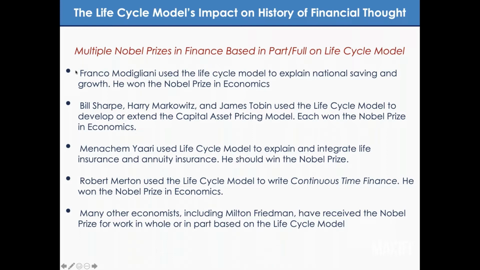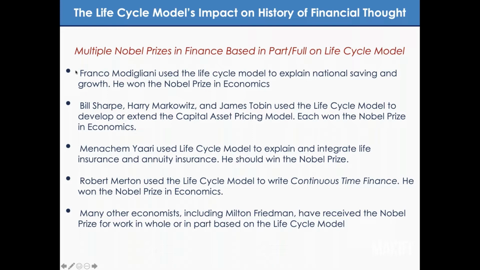And we have these major names in finance: Bill Sharpe, Harry Markowitz, Jim Tobin. They all worked directly on the capital asset pricing model. Each of them won the Nobel Prize in economics. They all used this utility maximization framework I'm going to tell you about. There's a very famous economist in Israel named Menachem Yaari who did fundamental work on understanding the economics of life insurance and annuity insurance, and showed that they're really opposite sides of the same coin. He hasn't won the Nobel Prize yet, but I'm hoping he will. But he's also using the life cycle model. It's fundamental to his research and findings.